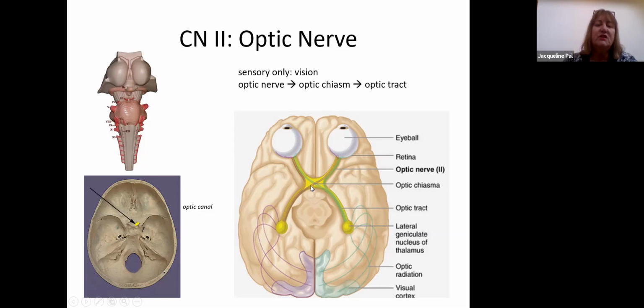So we have this X-shaped region right here in the middle where some fibers are crossing and lateral fibers are staying on the same side, and that X-shaped area is called the optic chiasm. And then continuing closer to the brain, where we now have half fibers that were ipsilateral and the other half which are contralateral, that portion is called the optic tract. And it's the optic tract axons that will then enter the cerebrum, and we will learn that pathway in great detail when we learn about special senses.